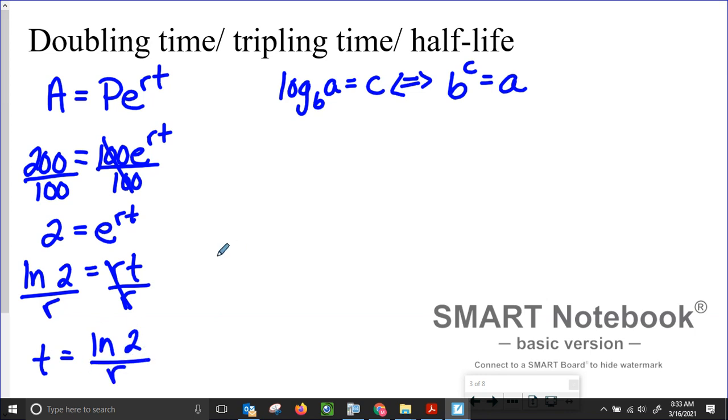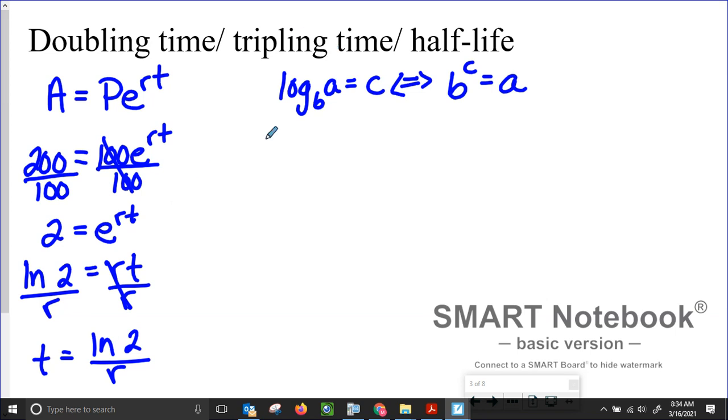So if you're talking about compounding continuously, this is all we need. You don't actually have to go through this whole process every time, unless, of course, you don't remember the formula. Then you always can, and you'll get to the same place. But as long as you know the interest rate, all you have to do is ln of 2 divided by the interest rate, and that will tell you how long it takes to double.